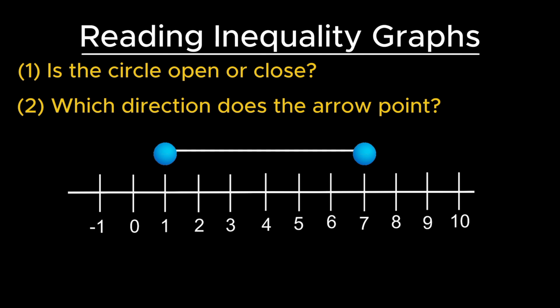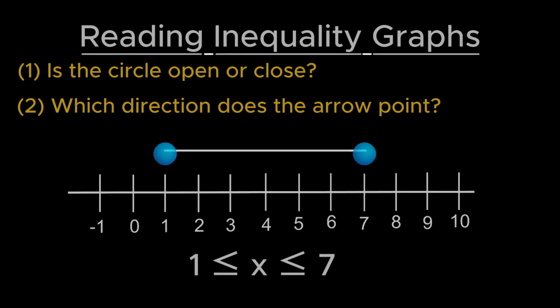Because the circles are closed at both ends, it means 1 and 7 are included. This straight line shows that every value between 1 and 7 is part of the solution. So the inequality is 1 ≤ x ≤ 7. Now you can graph inequalities on a number line, and also read inequalities directly from a graph.